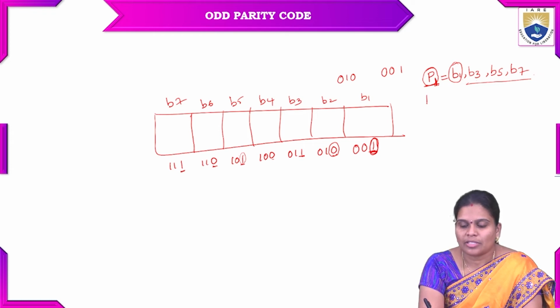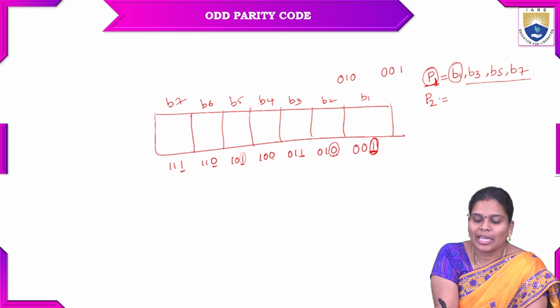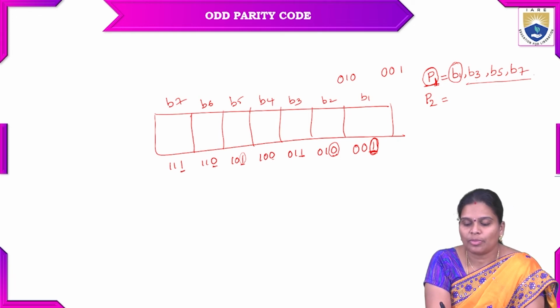Okay, so next one, P2. Here we are finding parity bit 2. That means the next position. In finding P1, the first bit of that position is P1, which is a single bit, and we are considering that one. Next bit, P2 is there, so concentrating on the next bit after the LSB bit.